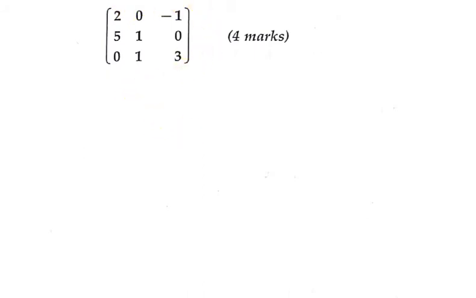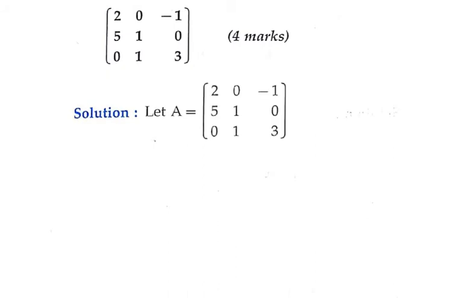Now start with the solution. In the solution, let A be equal to the given matrix 2, 0, minus 1; 5, 1, 0; 0, 1, 3. Now before starting with the inverse matrix, you always have to check whether the given matrix is non-singular or singular. It means we have to find the determinant of the given matrix. So the determinant of A is equal to the determinant of 2, 0, minus 1; 5, 1, 0; 0, 1, 3.